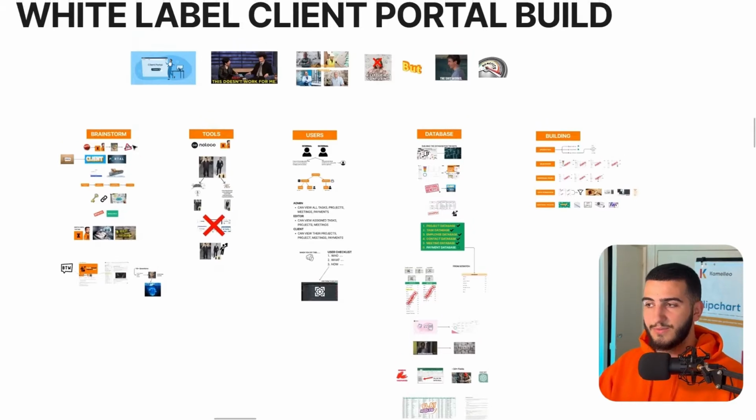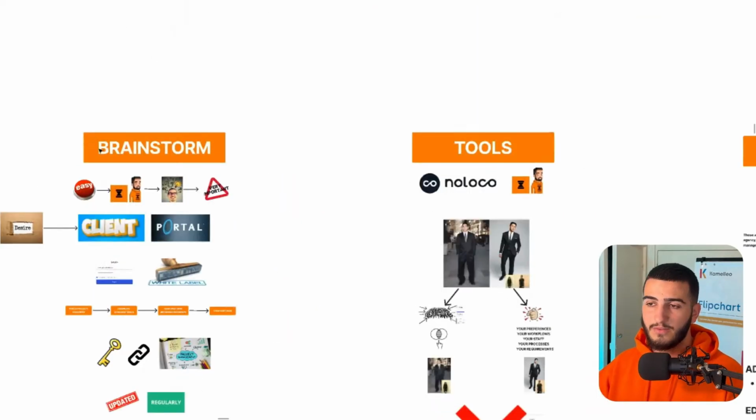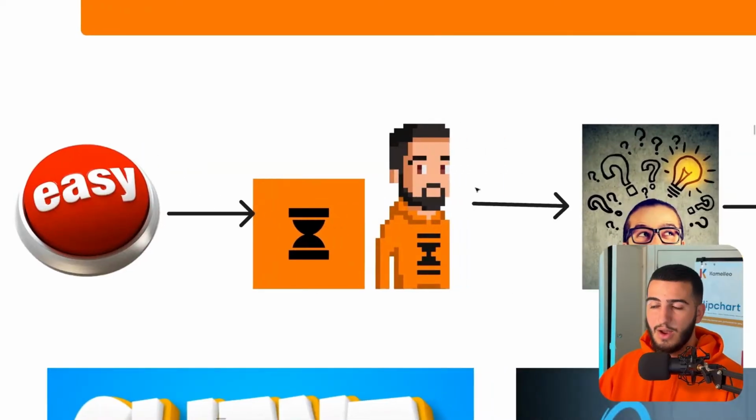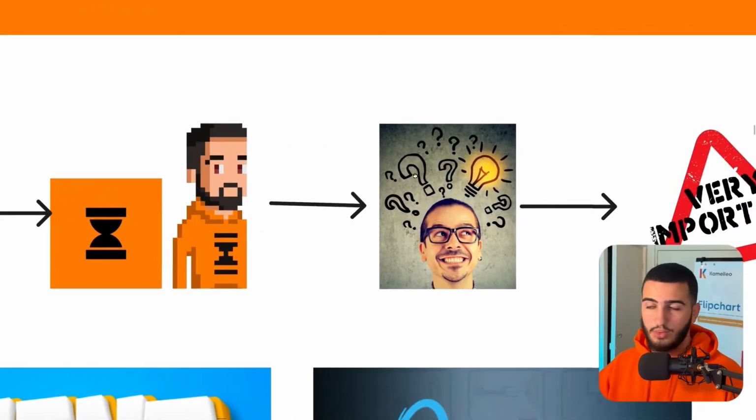So this is going to be broken down into 5 main sections. We're going to first brainstorm what we're doing, then select the tools we're going to be using, then build our user databases, build our actual databases to make the app work, and then begin building the application. The first thing I want to talk about is the brainstorm step. In this example, this is quite easy because I already have an idea of what I'm building out, a client portal, right?